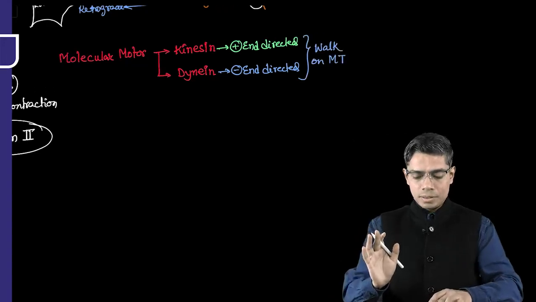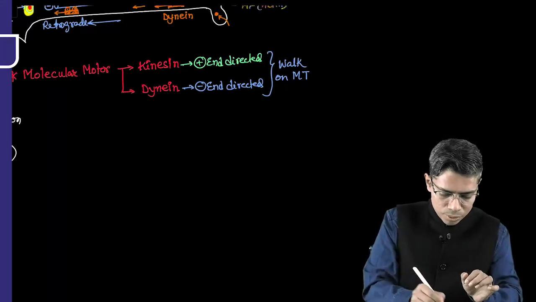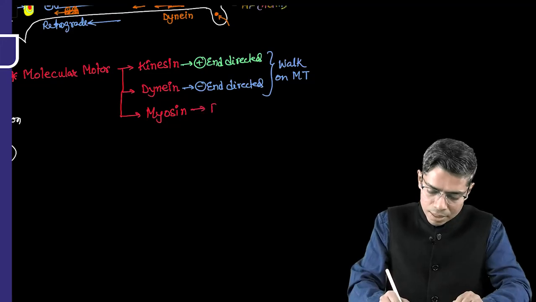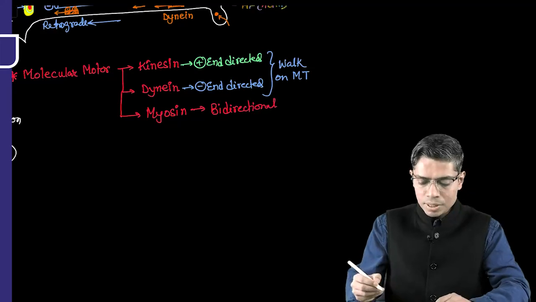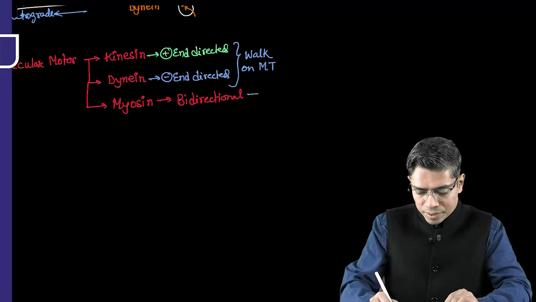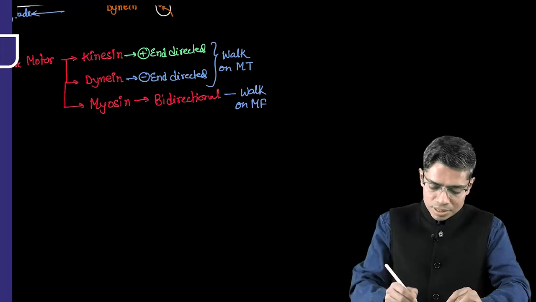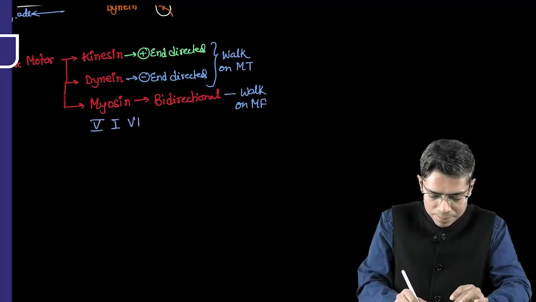But the myosin which is acting as a molecular motor, so the third is the myosin molecular motor. They are bidirectional molecular motors. They work on microfilament. Which subtype of myosin? Myosin type 5, myosin type 1, myosin type 6.